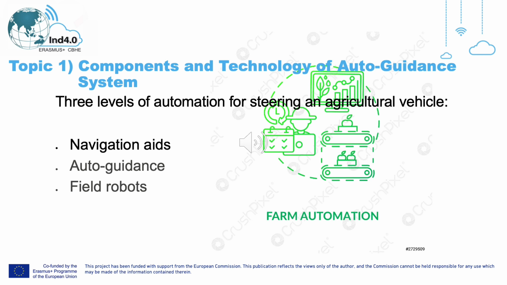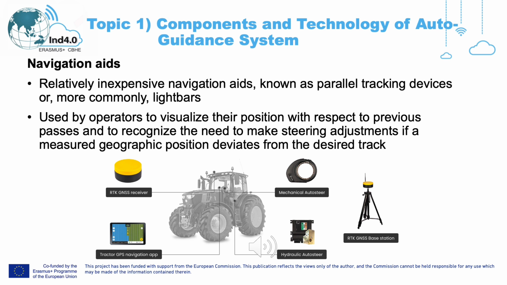The 3 levels of automation for steering an agriculture vehicle are navigation aids, auto guidance, and field robots. Relatively inexpensive navigation aids, known as parallel tracking devices or more commonly light bars, are being used by operators. They are able to visualize their position with respect to previous passes and to recognize the need to make steering adjustments if a measured geographic position deviates from the desired track.